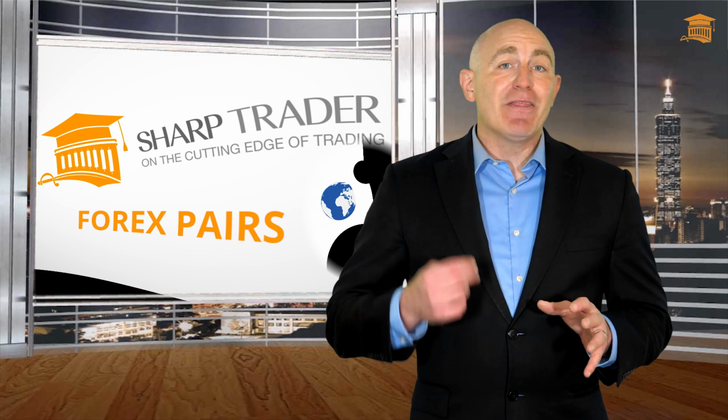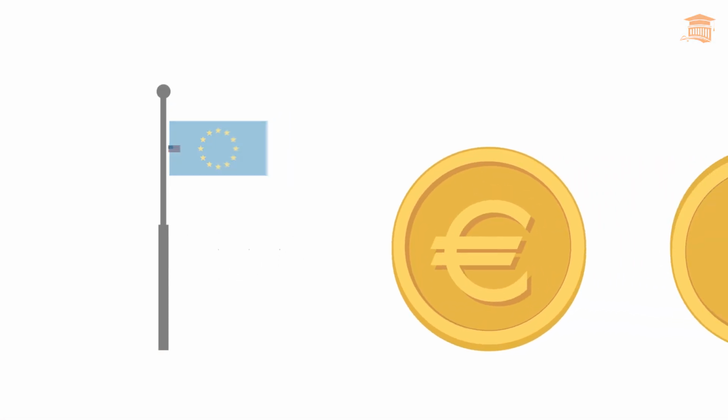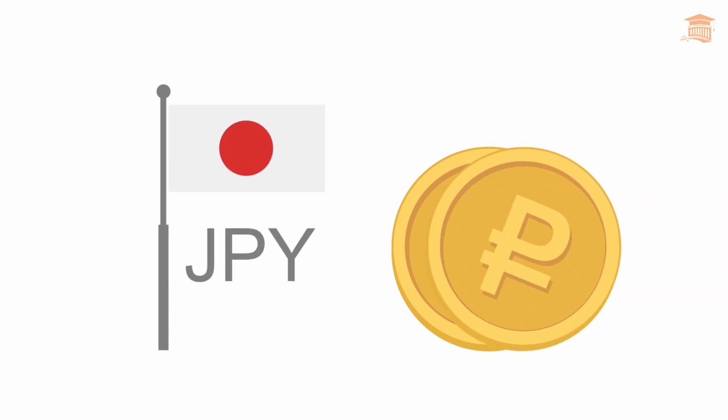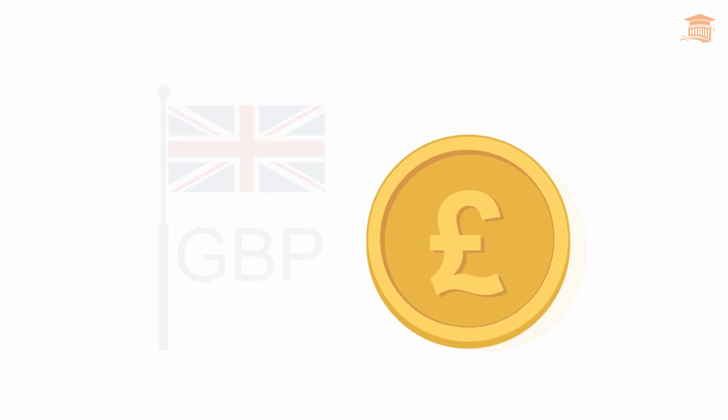Last lesson, we spoke about the forex market. Now, before we go on with our introductions, I'd like to take a breather and talk about forex pairs, because understanding them is important for the rest of our course. When trading forex, currencies are abbreviated into three-letter symbols. For example, the euro is the EUR, the US dollar is the USD, the Japanese yen is the JPY, and the UK pound is the GBP, and so on.